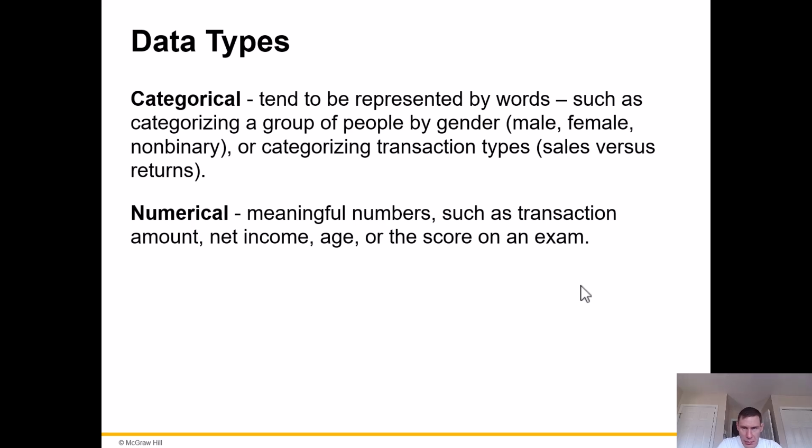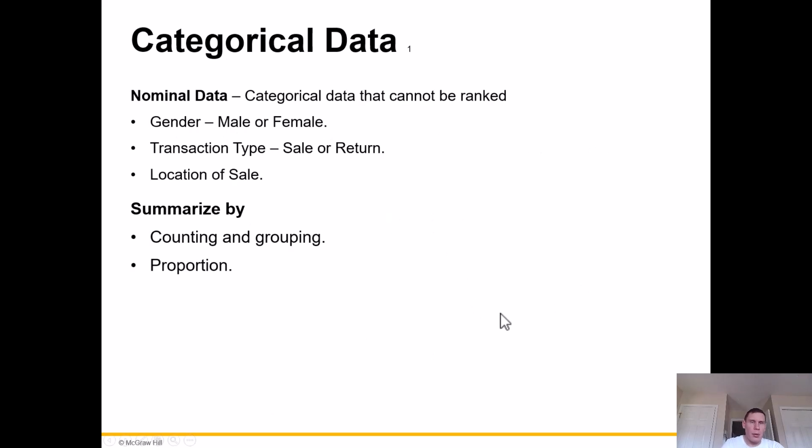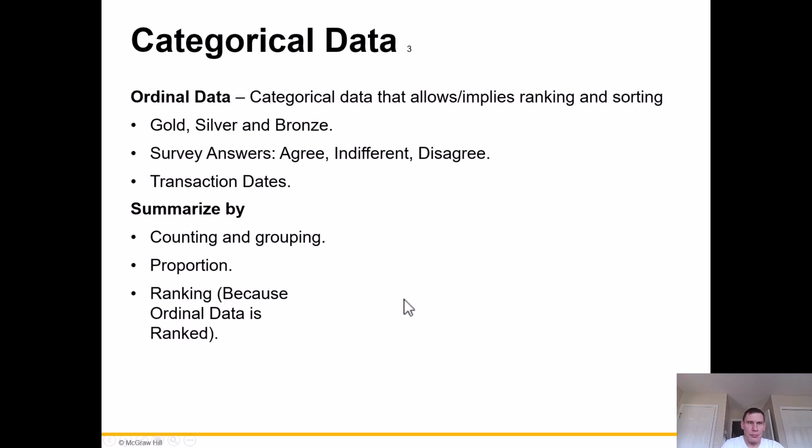Numerical is just simply numbers, right? So transaction amount, net income, age, the score on an exam. And then we have what we call nominal data. This is part of categorical data. So it's categorical data that cannot be ranked. So like male or female, you don't rank one above the other, obviously, right? Sale or return, they don't rank one above the other. The location is sale. So we summarize these by counting and grouping them. And we may also be interested in the proportions, like number of males versus females, for example.